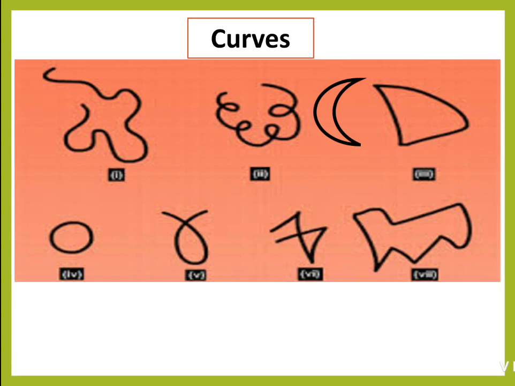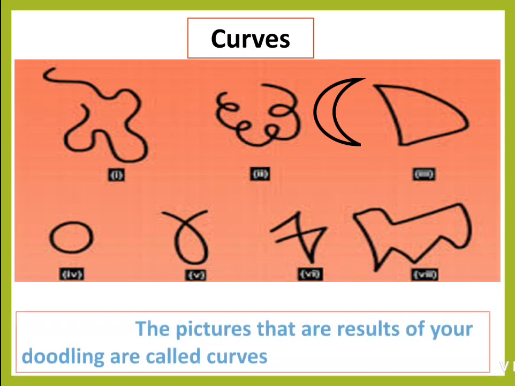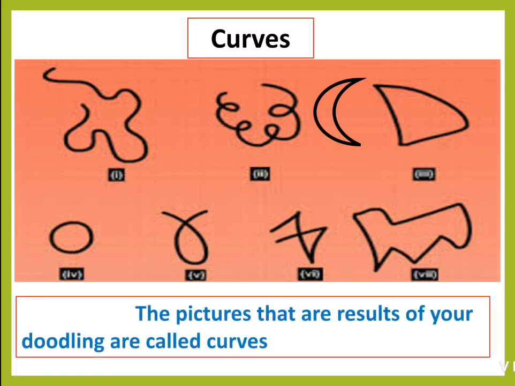You can see these figures have no definite shape or size. This we drew just with a pencil, no correct measurements. These types of figures are called curves. These have no definite shape, size or measurements. Okay, the pictures that are results of your doodling are called curves.